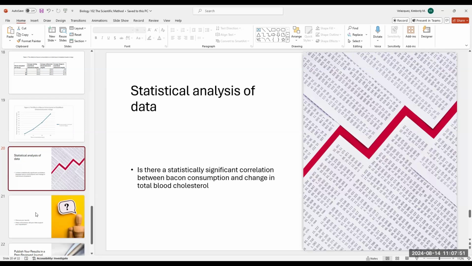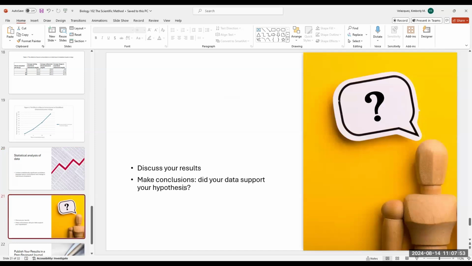Okay, then based on that statistical analysis of the data, the scientists would discuss their results and make conclusions. And you're going to be doing that in this class as well. And ultimately, you're going to answer the question, did your data support your hypothesis? And hopefully the answer is not always yes, because some of the best discoveries in science are made when the data doesn't support the hypothesis. That's far more interesting, in my opinion, because then it's like, well, why? Why did it turn out this way? Was it my experimental design? Was my hypothesis flawed? Some of the best discoveries in science are when we get an unexpected result.